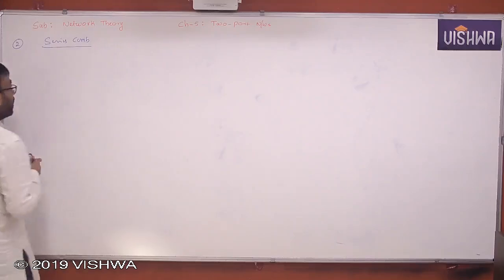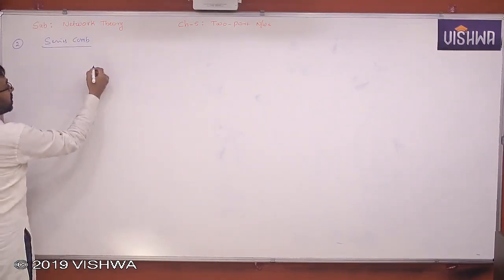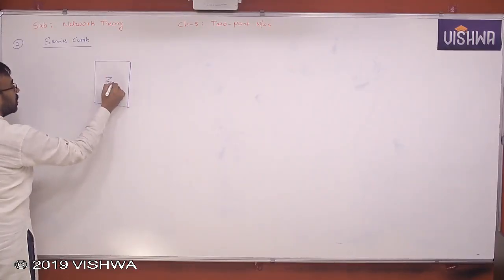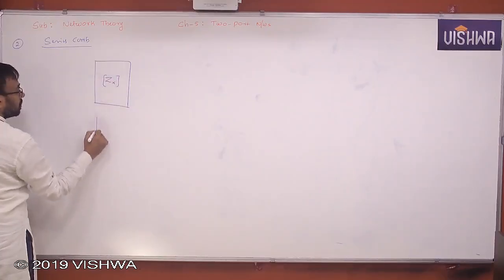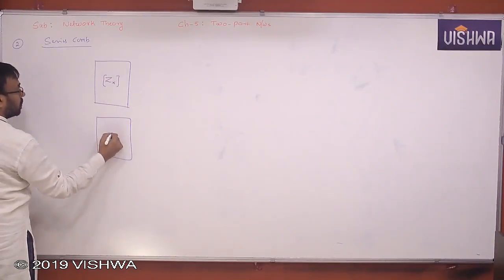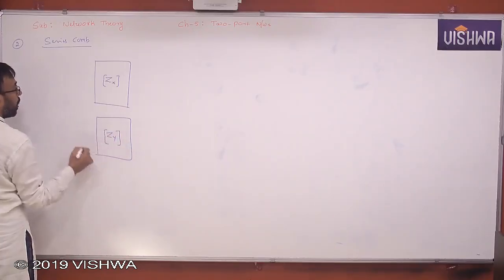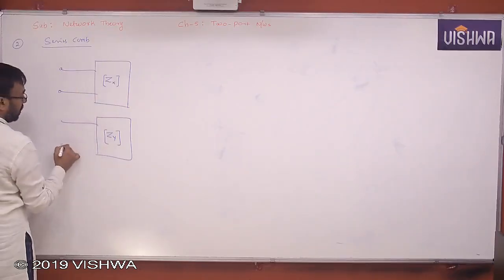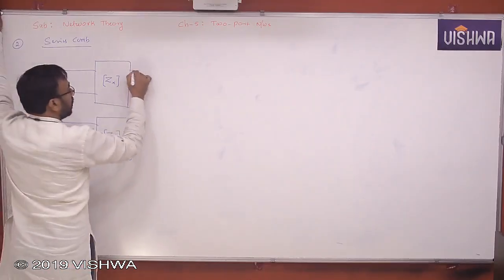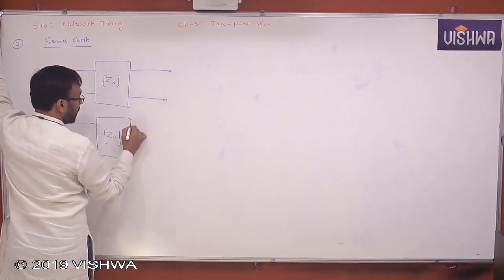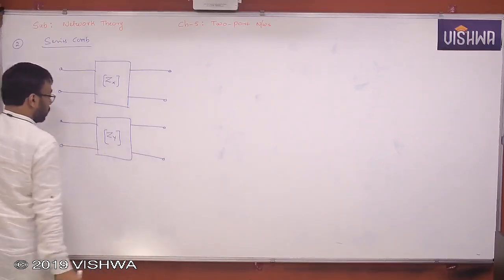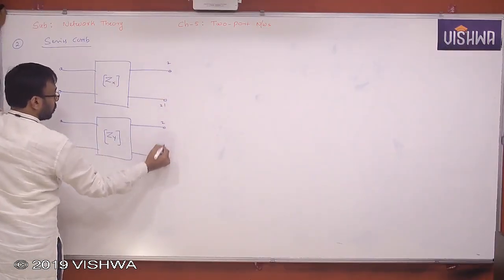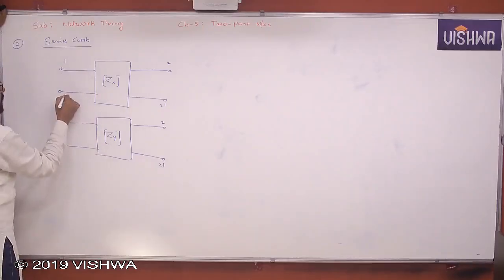So what do you mean by series combination? Two two-port networks are said to be in series. Zx, Zy. I told you already, it is easy to do the analysis with Z parameters. Okay. So 2, 2 dash, 2, 2 dash, 1, 1 dash, and 1, 1 dash.